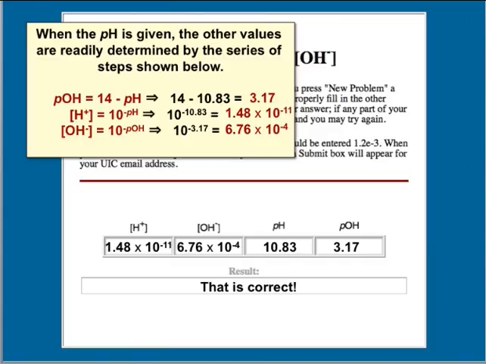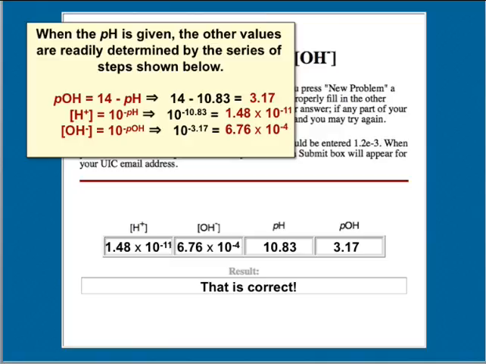What does pH mean? P is an abbreviation for negative log. Negative log of H. Oh, okay, that's why you use the 10 to the. Negative log of OH.